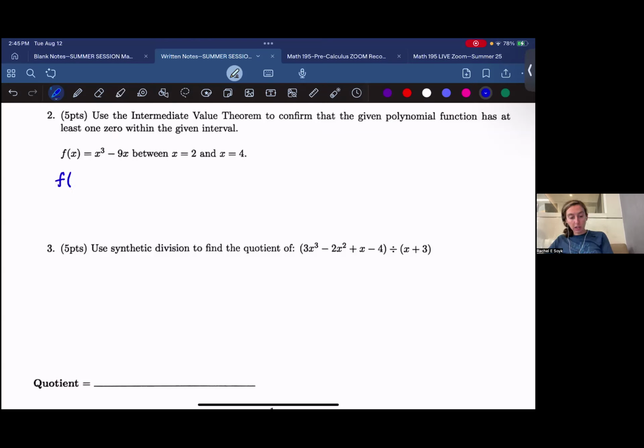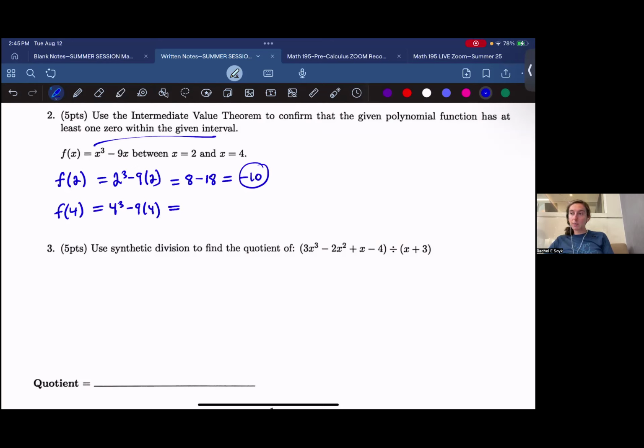So essentially, we're just calculating, okay, what is our f of 2 and what is our f of 4? If they are of opposite signs, then by intermediate value theorem, we have at least 1 zero within this interval. So 2 to the third minus 9 times 2 versus 4 to the third minus 9 times 4. This gives us 8 minus 18, which is negative 10. And this gives us 64 minus 36, which gives us 28. Oh, would you look at that? Negative versus positive.